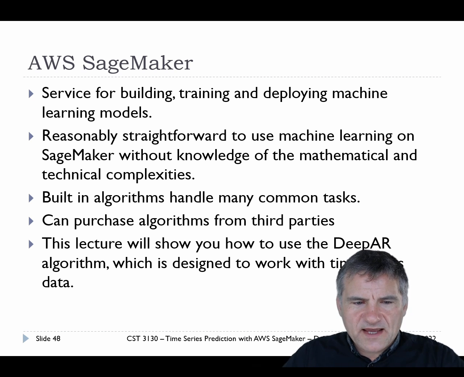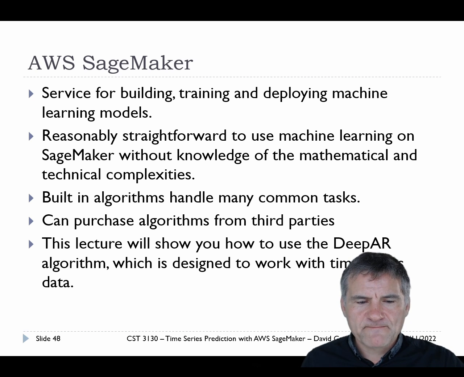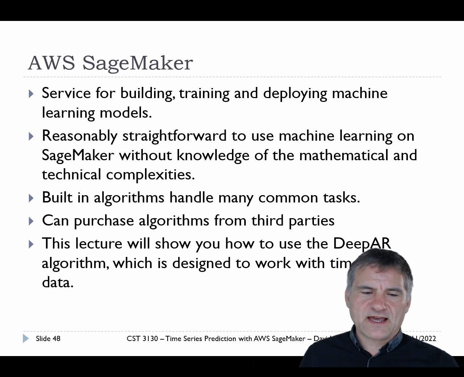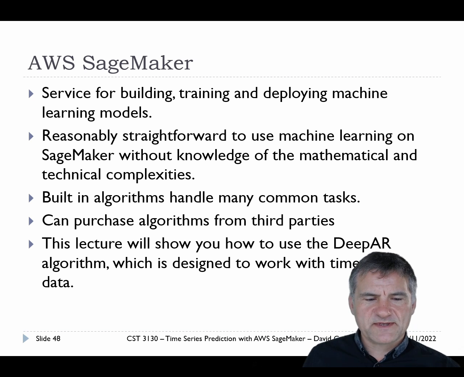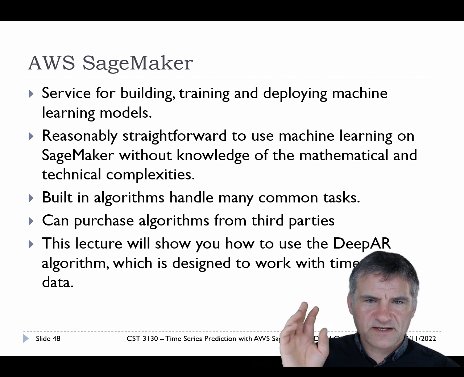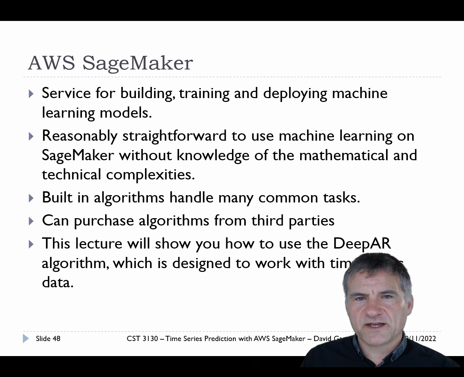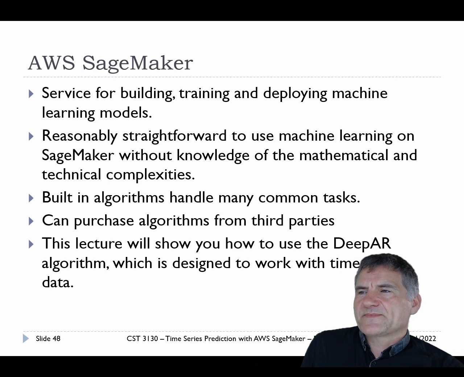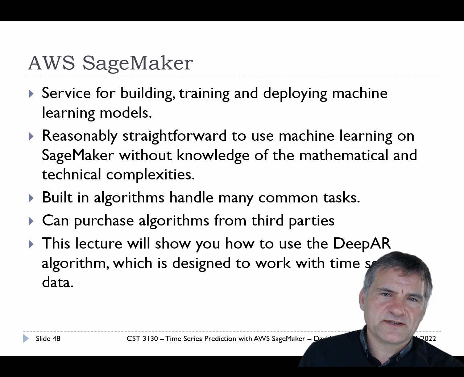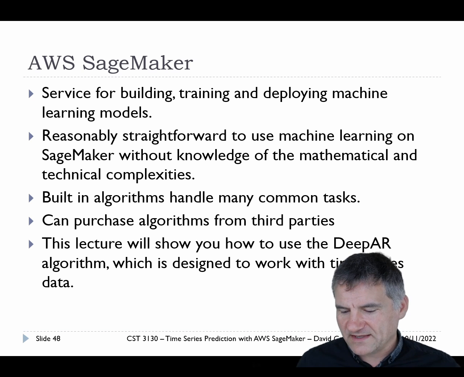And as I said, SageMaker has lots of algorithms for common tasks, and there's even a third-party marketplace where you can actually buy algorithms from third parties if you want to. I'm going to be focusing here on the deep AR algorithm, designed to work with time series data. I might be wrong about this, but I think this deep AR is also used for the AWS Forecast service, where you can upload some spreadsheets and it'll generate predictions about the spreadsheets. And it wouldn't surprise me if it was used for their internal stock prediction and stuff within Amazon, but I'm not guaranteeing that that's actually the case.